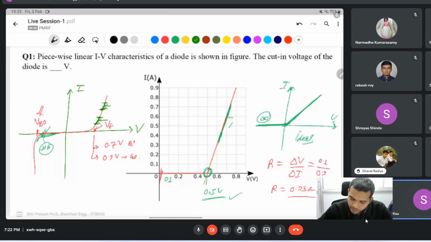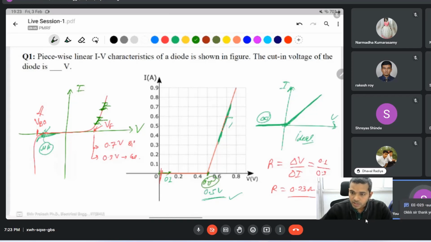In the first question, you ask about the cut-in voltage. Cut-in voltage is the voltage where the diode is on. If you see here, this is 0.1 volt per square column, 0.4, so this is 0.5 volt. That is the answer.